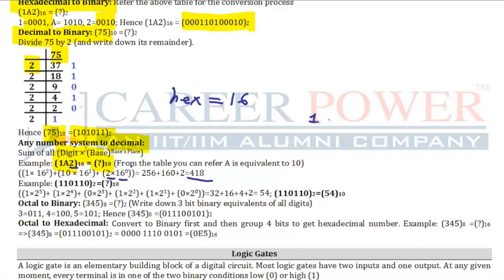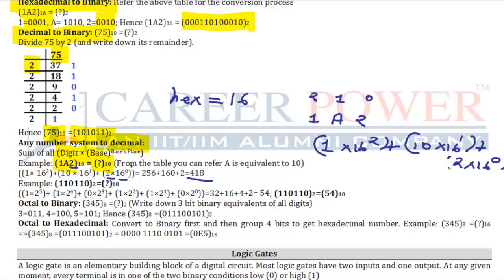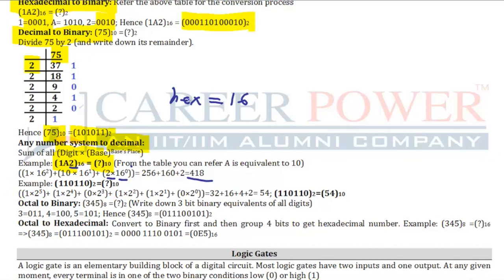Let us revise it again. We had 1, A and 2. This was a hexadecimal number. You can write down the positions over here: 0, 1 and 2. Now what you do is simply 1 times 16 to the power of 2, plus A, which is equivalent to 10, times 16 to the power of 1, and then add 2 times 16 to the power of 0, and you will get your answer. Now, if I ask you to convert the binary number 110110 to its decimal equivalent, what will you do?